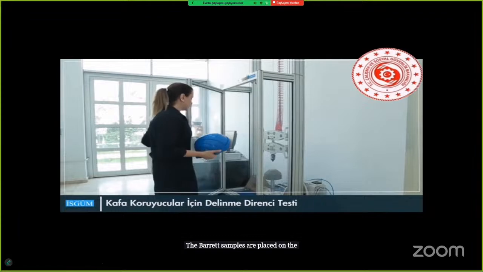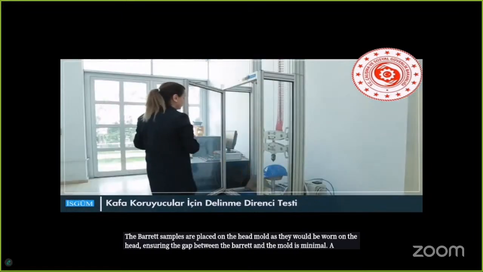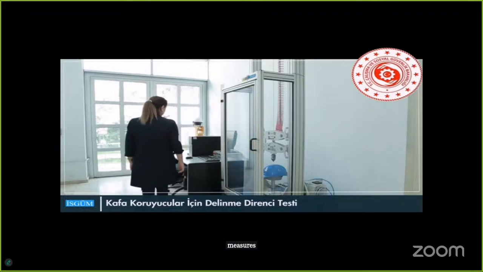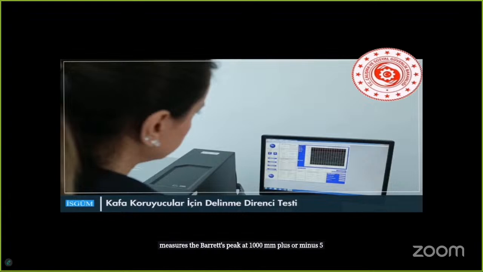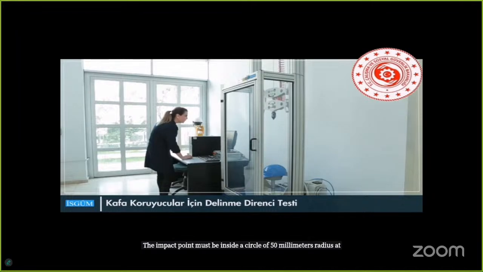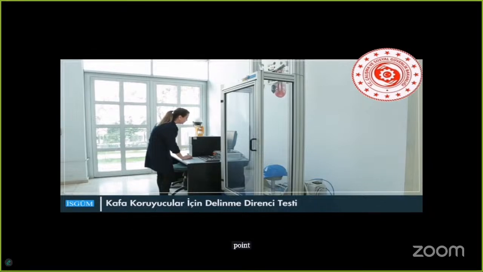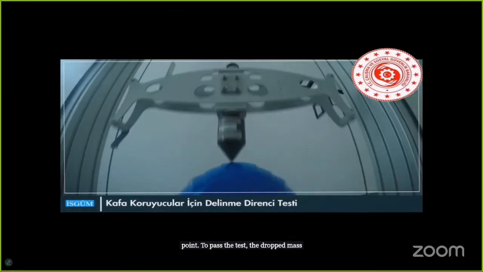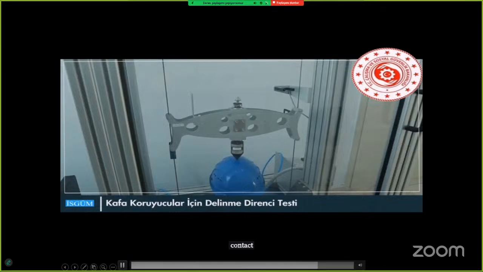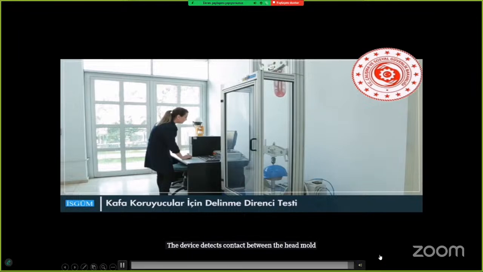Other video. The beret samples are placed on the head mold as they would be worn on the head, ensuring the gap between the beret and the mold is minimal. A computer program integrated with the device measures the beret's peak at 1,000 millimeters plus or minus 5 millimeters. The test is performed by dropping a mass weighing 3 kilograms. The impact point must be inside a circle of 50 millimeters radius at the beret's top. The head mold must be adjusted as needed according to the beret's impact point. To pass the test, the dropped mass must not touch the head mold, and the mold's contact surface should show no visible damage. The device detects contact between the head mold and the mass through a signal sound.